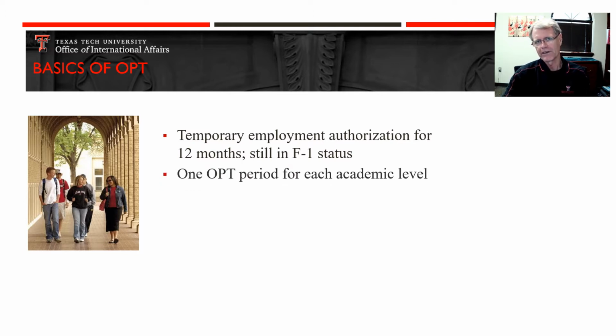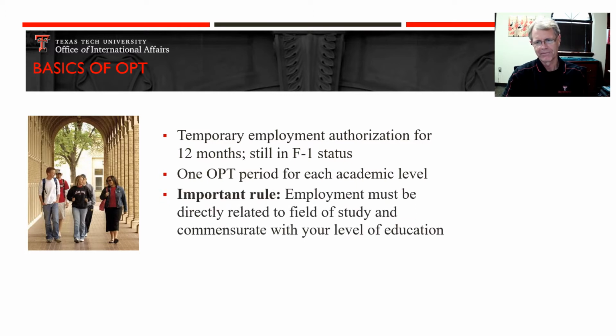You get one period of OPT after the completion of each degree level. So if you were to complete a bachelor's degree, you would get 12 months of OPT, and then if you went on and did a master's degree, then you would be able to participate in OPT one more time after you complete your master's degree.